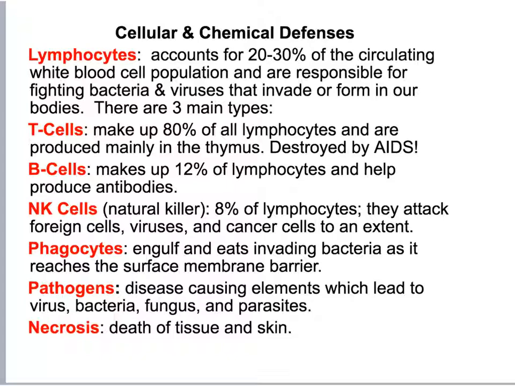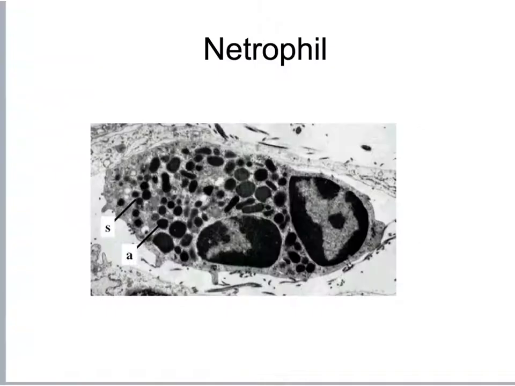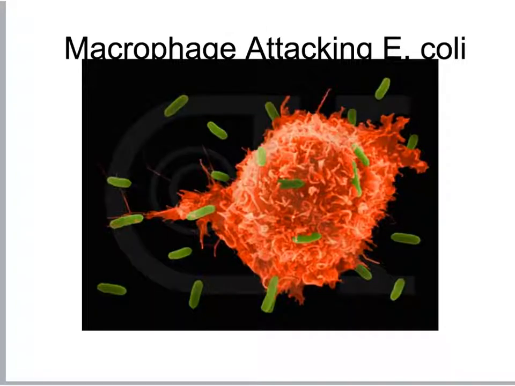We also have phagocytes, and they engulf and eat the foreign invaders or the bacteria that reach the surface membrane barrier. And then a pathogen is any disease-causing element. They can include viruses, bacteria, funguses, and parasites. And then necrosis is the death of tissue and skin. This is a picture of a neutrophil. There's also eosinophils and basophils. Here is a picture of macrophages attacking an E.